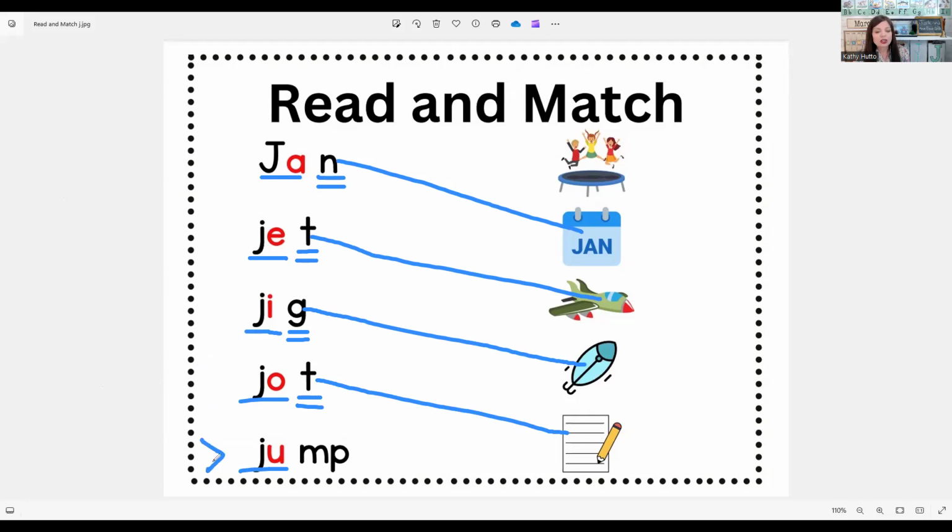Last, J-U. J, j, jump, jump, jump, jump. Draw a line to the children jumping on the trampoline.